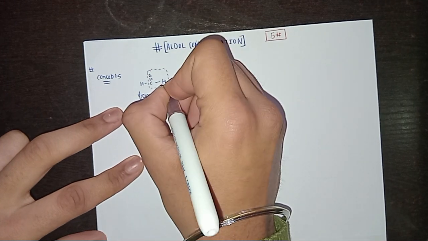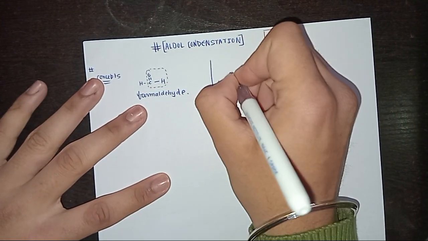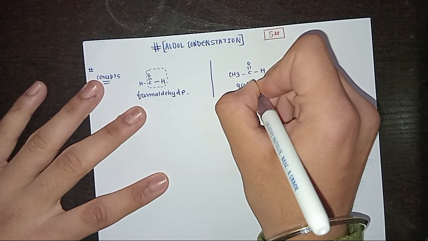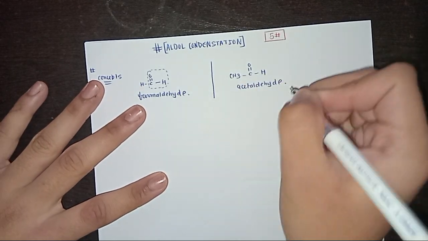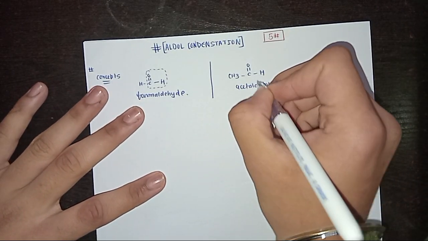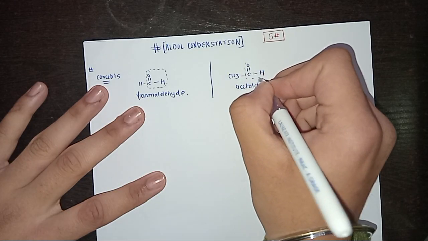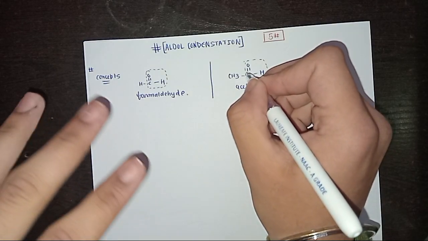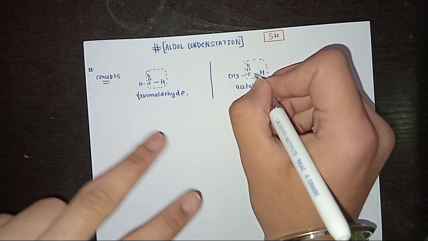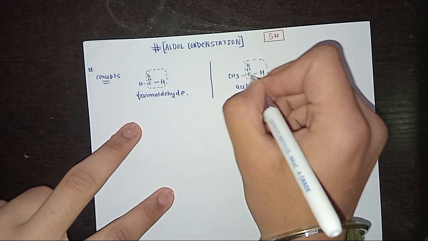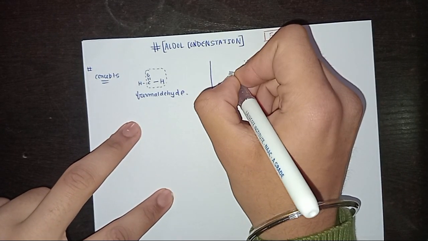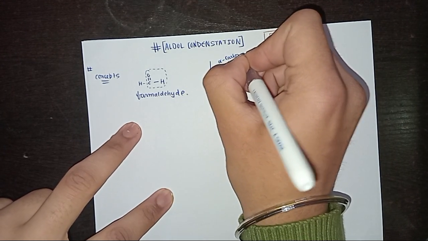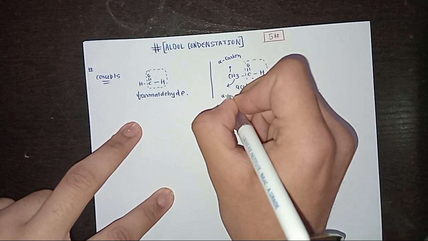Which carbon is attached to the functional group? It is the only carbon. So let's suppose a compound, acetaldehyde. This one also has a carbon with the functional group, but it also has a carbon next to the carbon having the functional group. This carbon is the alpha carbon, and the hydrogens attached to it are the alpha hydrogens.